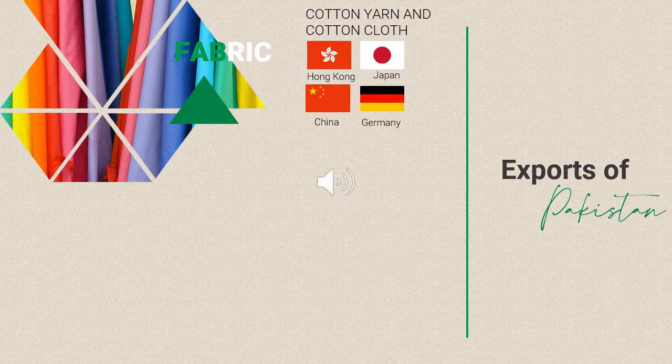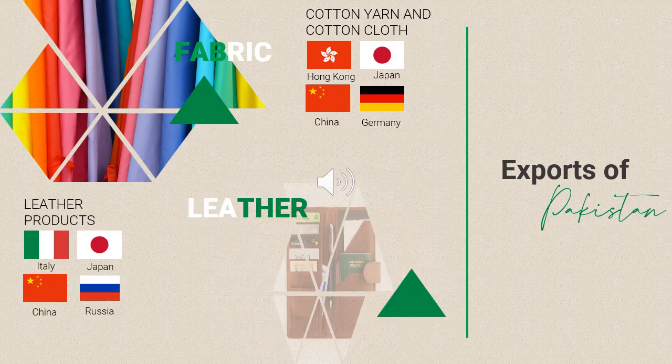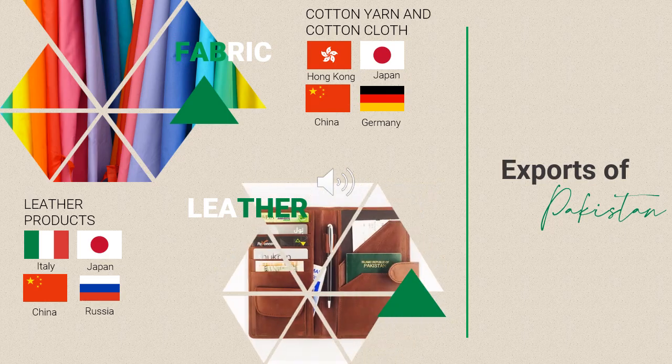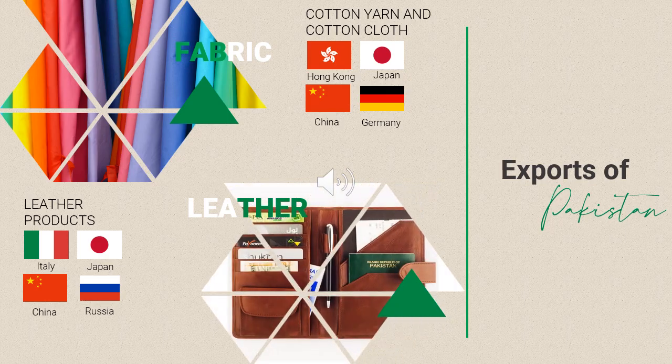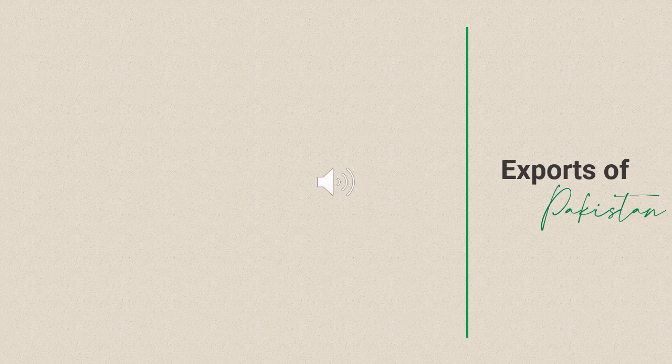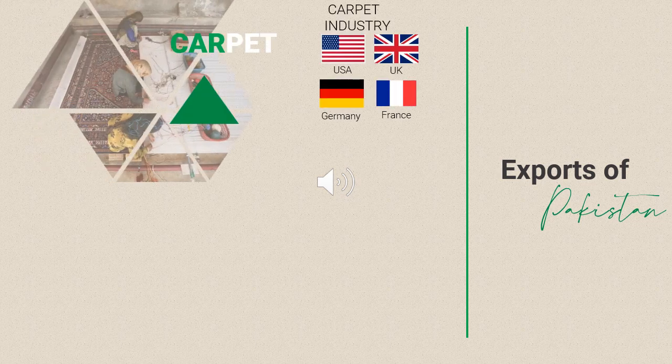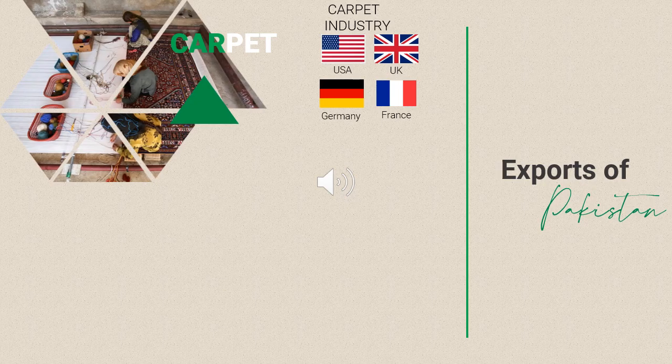Another important export item of Pakistan is leather and its products. Pakistan produces high quality leather products like handbags, purses, belts, jackets. These are exported to Italy, Japan, Russia, China, etc. Carpet industry. The carpet industry of Pakistan plays an important role in Pakistan's economy. Due to innovative design and varieties of carpet, this sector is the major foreign exchange earner for Pakistan. Pakistan exports carpets to Germany, France, USA, UK, Italy.